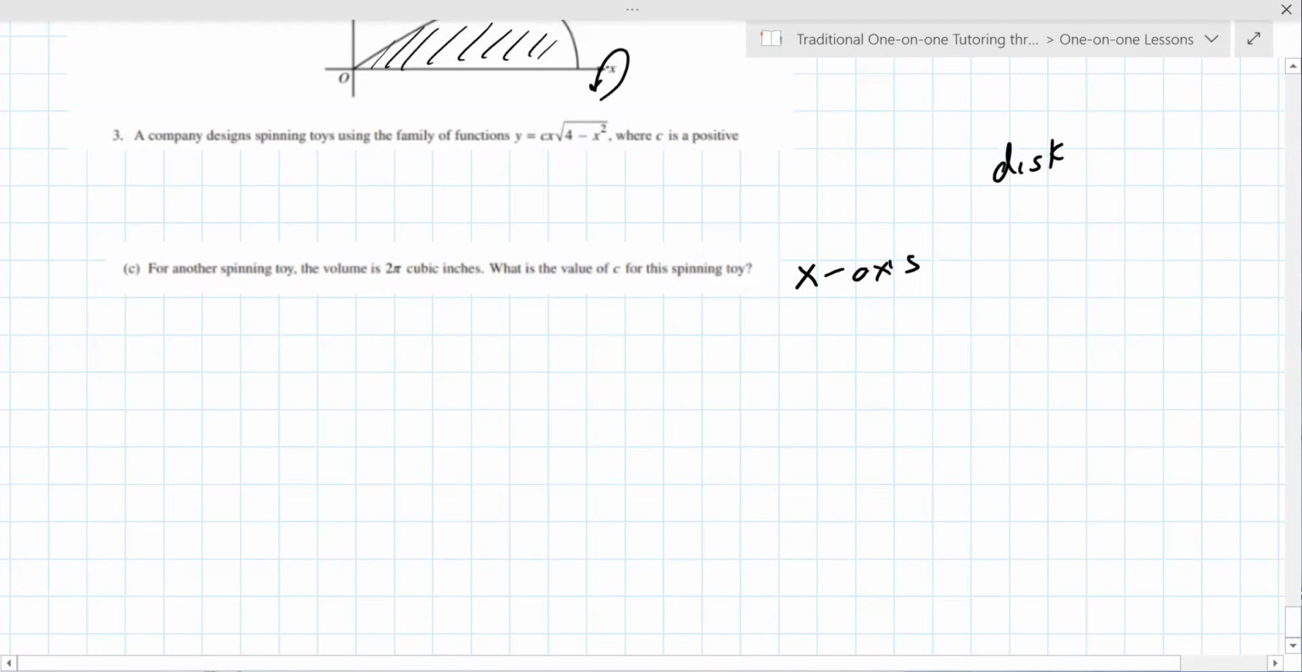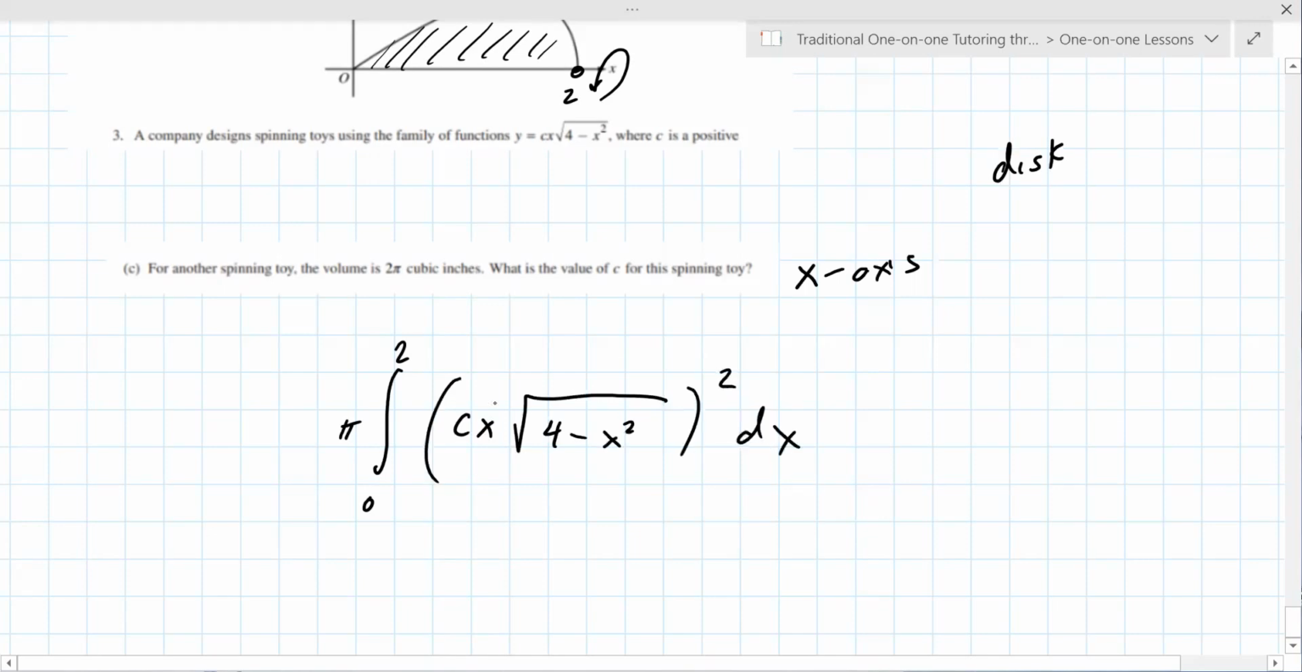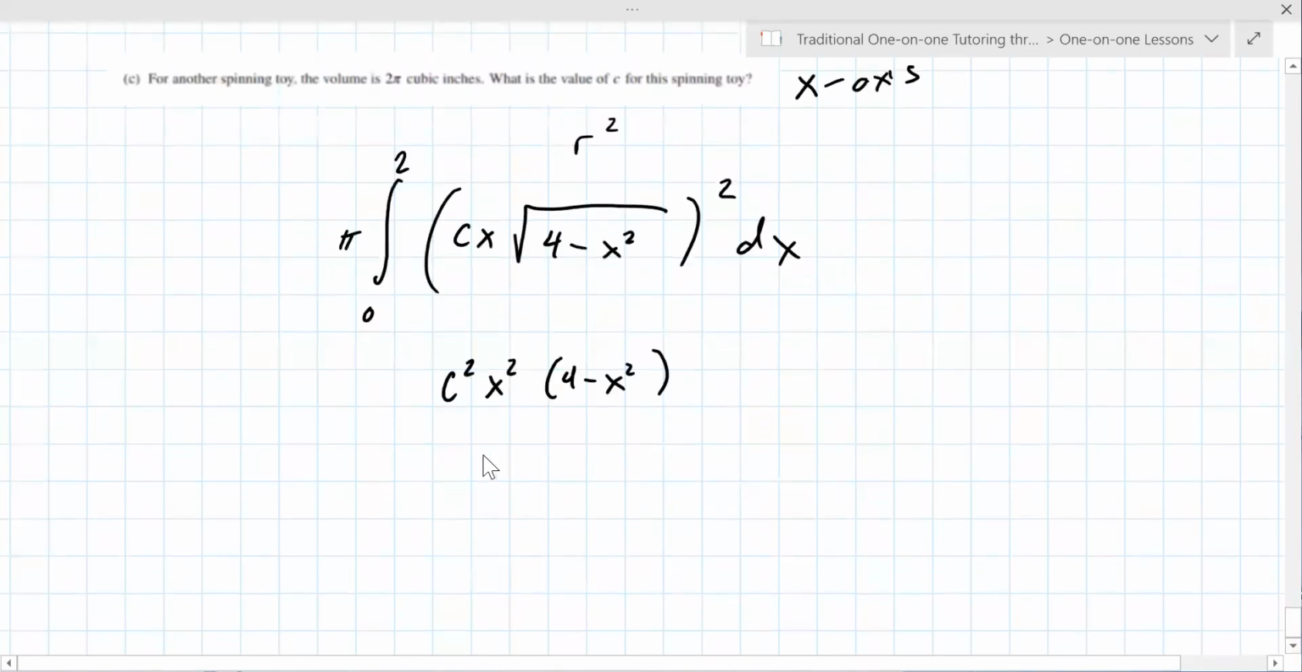You're revolving this way. So it's the integral from 0 to 2. The 2 comes from part A where we figured out that's where it hits pi. And then it's the square of this thing right here, dx, because it's pi r squared. So this produces c squared x squared 4 minus x squared. Okay. C squared 4x squared minus x to the fourth.